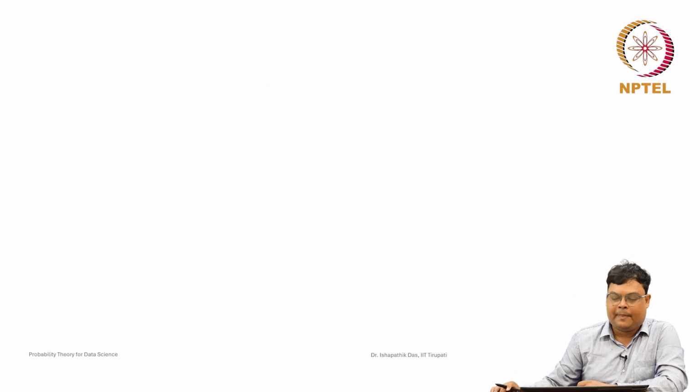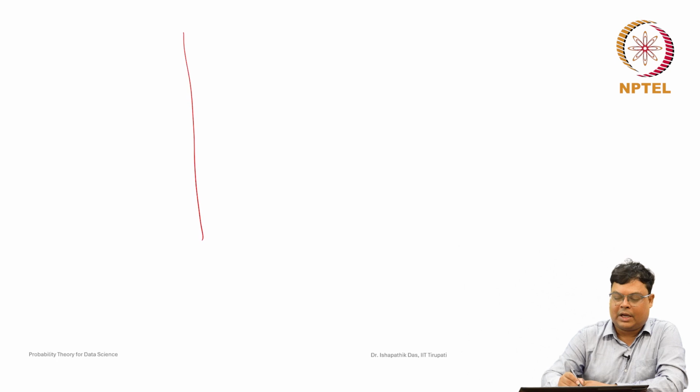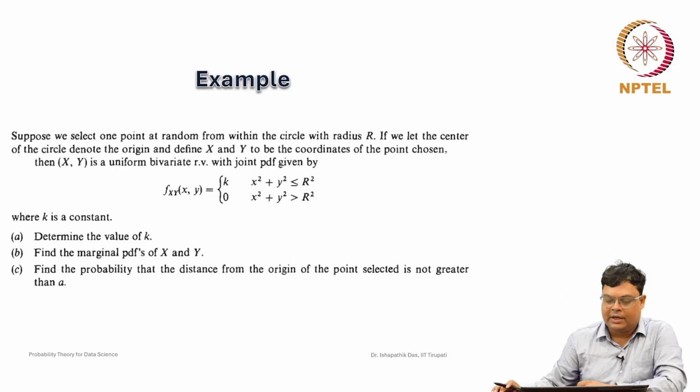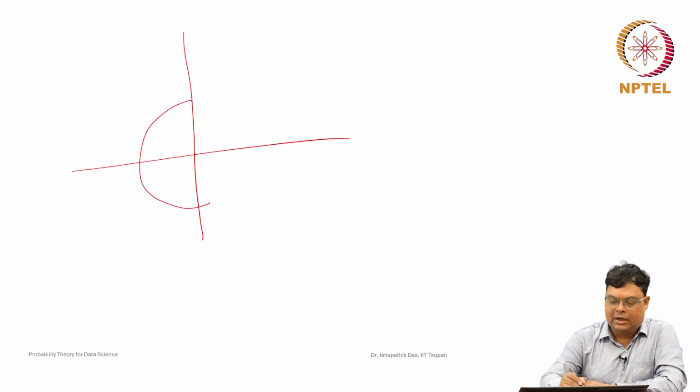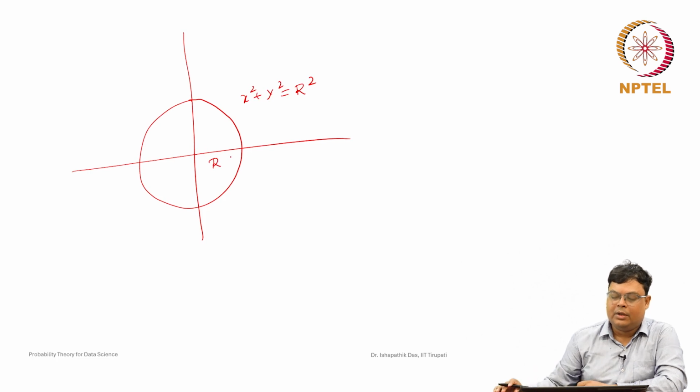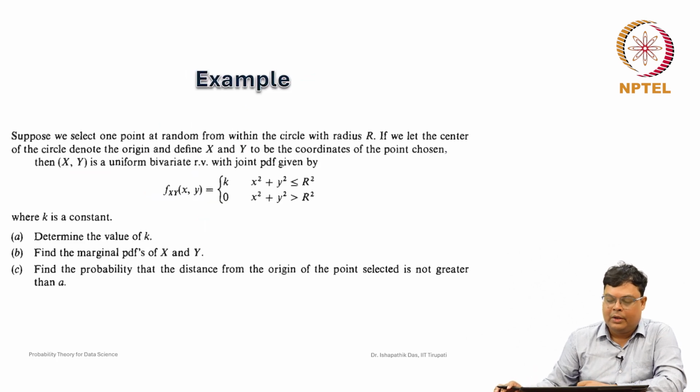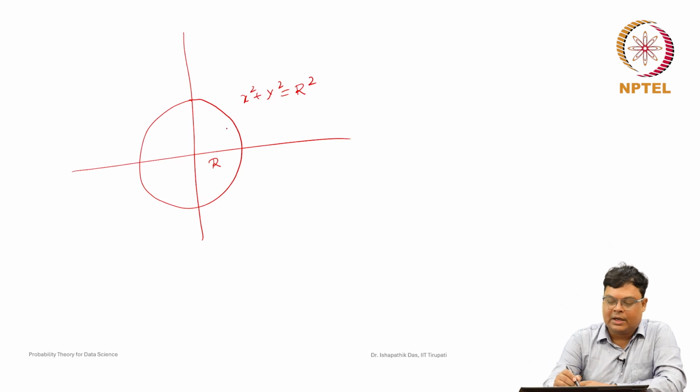So, basically, suppose you consider a circle with its center at 0, and we select one point at random from within the circle with radius r. If we let the center of the circle denote the origin, this is the origin, the center, and the circle maybe looks like this, and this is the equation of the circle. We know that x square plus y square is equal to r square, because we are considering the radius to be r. So, this is given.